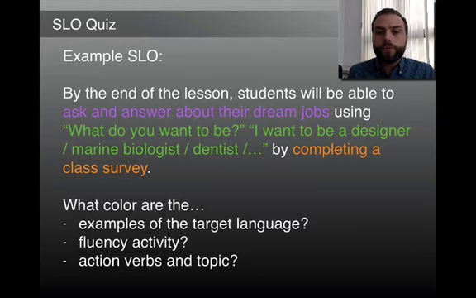Okay, so the examples of the target language are green. The fluency activity is in orange. And the action verbs and the topic are in purple or pink. Okay, so you can see the components there of the objective statement more clearly.